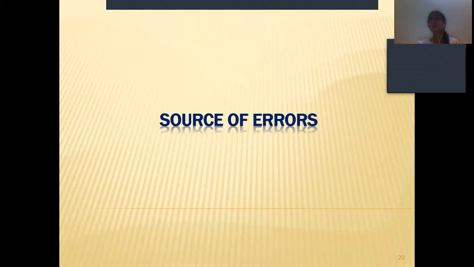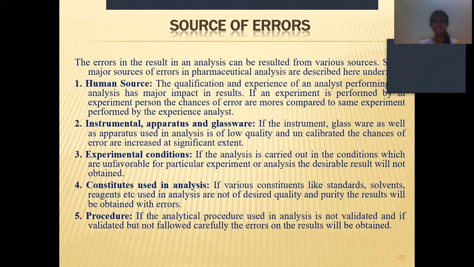Let's discuss the sources of errors, meaning how we will get the errors. The errors in the result of an analysis can result from various sources. How many types? Five types. First one is human source. Second one is instrumental apparatus and glasswares. Third one is experimental condition. Fourth one is constituents used in the analysis, meaning whatever material we have used in the experiments, and procedure, and how we are performing the experiment.